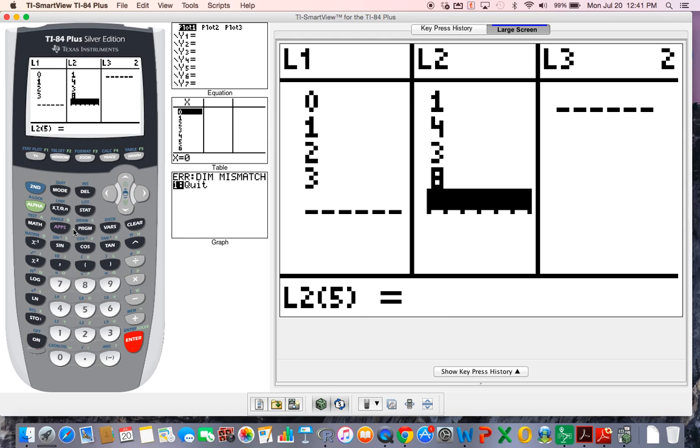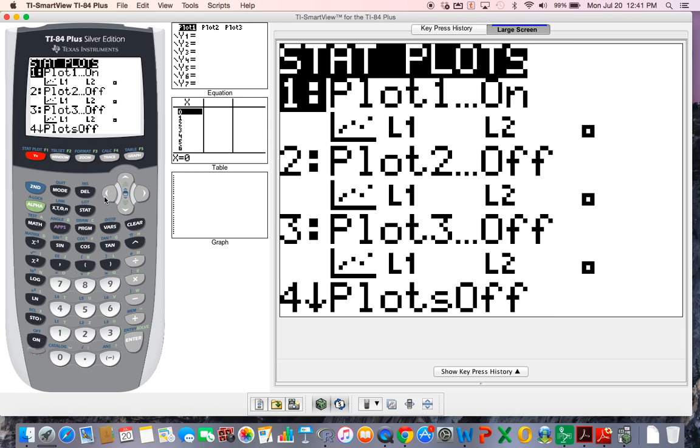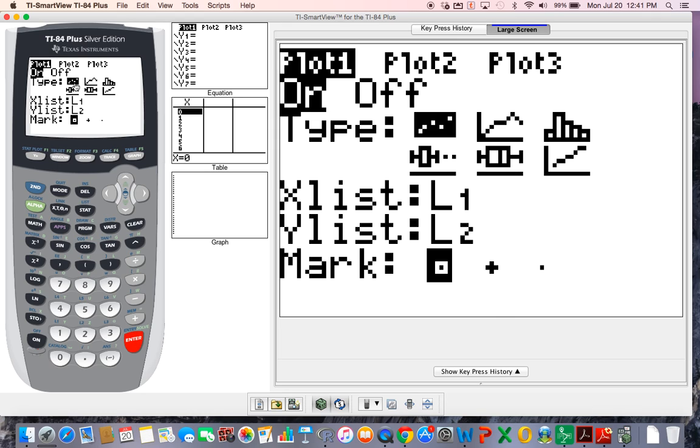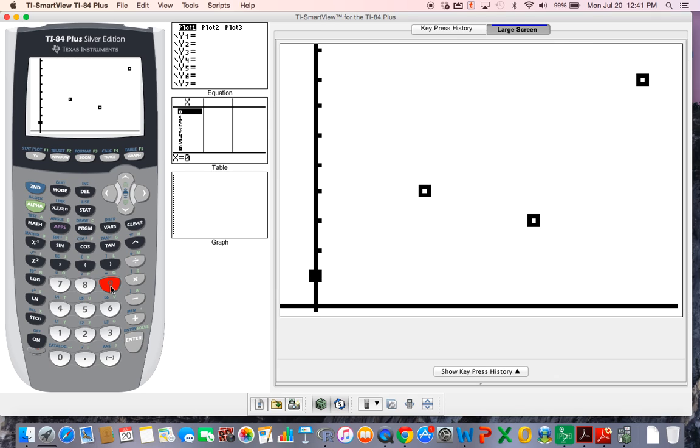Okay, now I want to graph those. So I'd go up, second function, stat plot, make sure that my first plot is the only one that's on. Select the icon for the scatter plot. I've already got XList and YList set up correctly, so I'm going to go Zoom 9 to get ZoomStat. Now, what are the three things that we look for in a scatter plot? Do we have a linear relationship? I say yes. Do we have a positive or negative relationship? Clearly it's a positive relationship. And is it strong, weak, or moderate? Well, guys, I think this is strong.